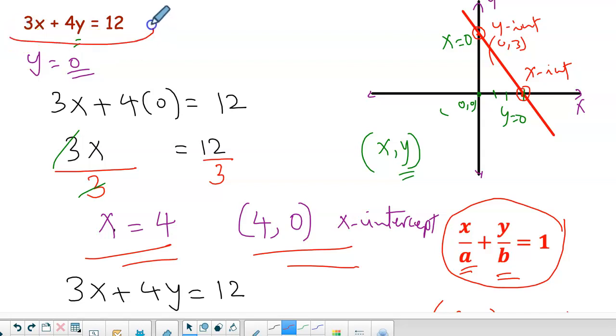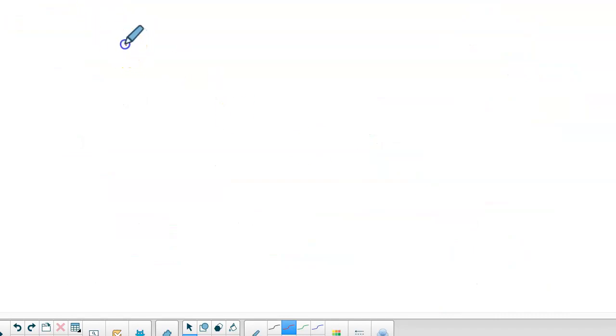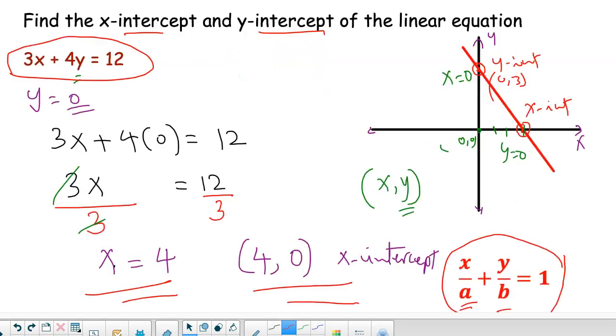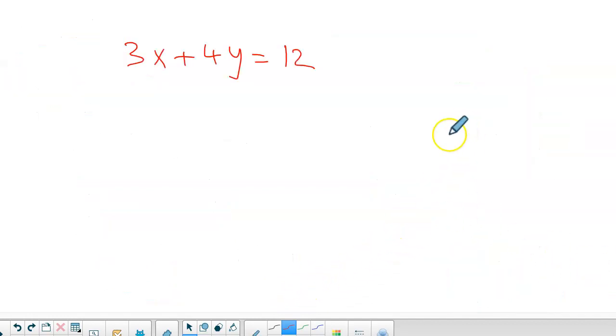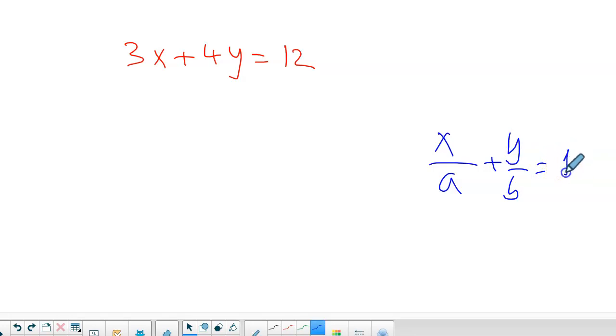This is the one we have. 3x plus 4y is equal to 12. You already know that your x-intercept is 4, 0 and the y-intercept is 0, 3. Right? And my formula for the equation of a straight line in the intercept form is x over a plus y over b is equal to 1.